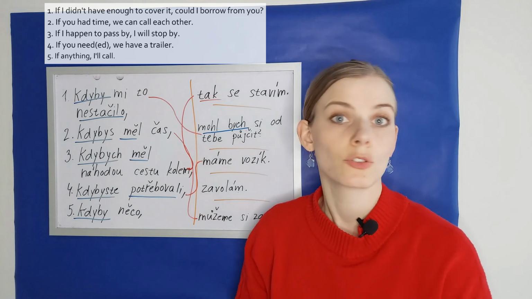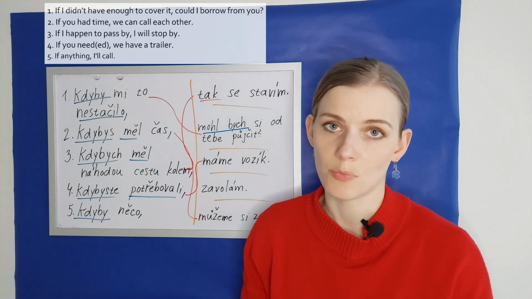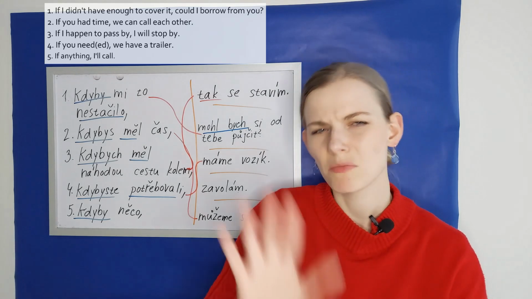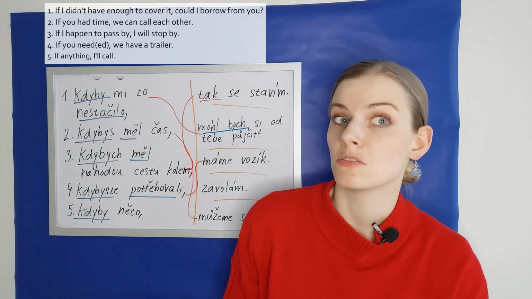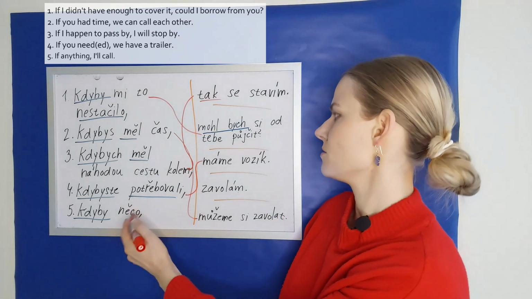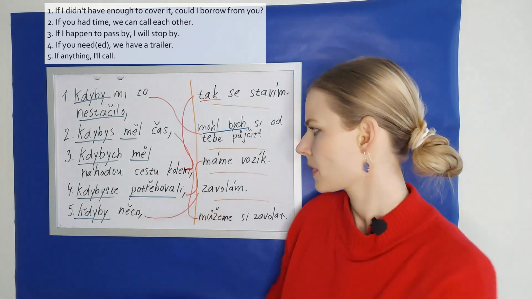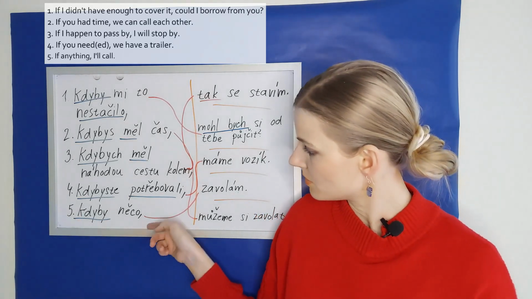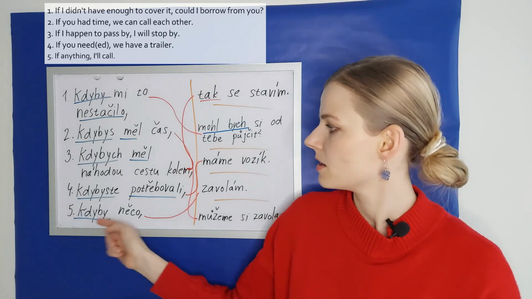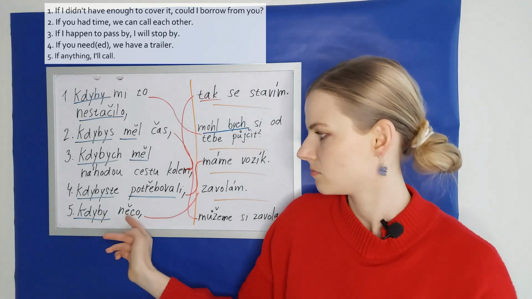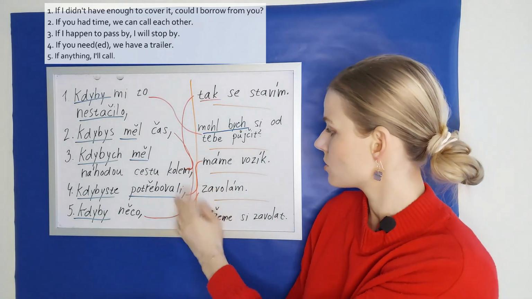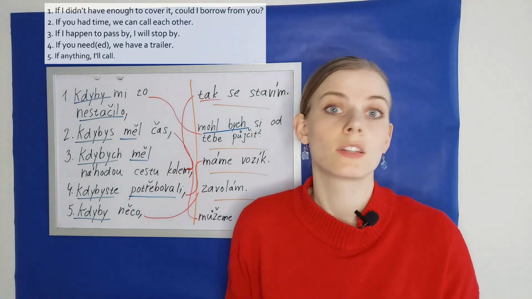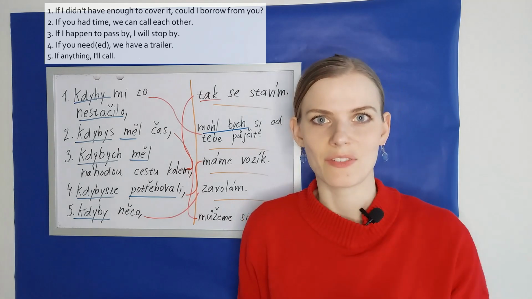Číslo 5. You're going somewhere and your friend or your partner is telling you, are you sure you have everything? Are you sure you know your way? So you say, I'm fine, but I'll call you if anything. Kdyby něco, zavolám. Kdyby něco is a very common phrase that doesn't have any other verb, just the auxiliary. If anything. And also you can switch these two. Zavolám ti, kdyby něco. I'll call you if anything. Kdyby něco. Remember this phrase.